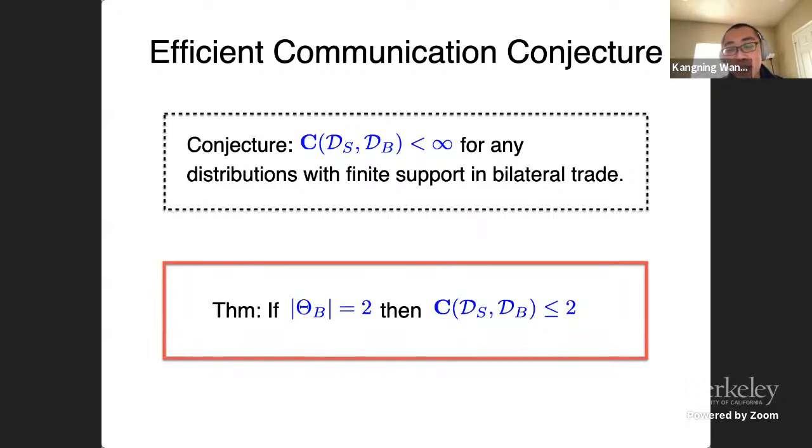But for the more general game, in our work, we also define the same setting for more general games. And for more general games, we ran experiments, and it seems to be the other way, that the message complexity can be infinity for finite support. I see. All right, thank you.